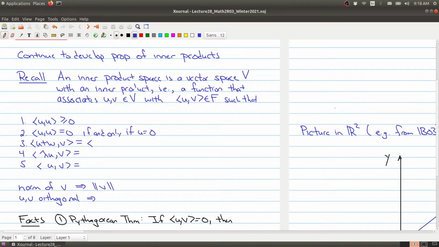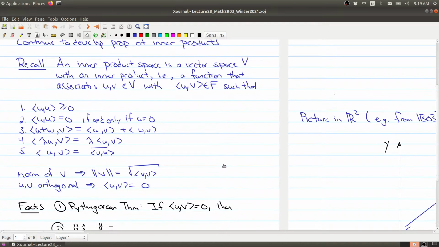We have an additive property in the first spot, so this is equal to <u,w> plus <v,w>. We are able to pull out scalars out of the first spot, and we have the property that when you take the reverse direction, so you look at the inner product of v and u, you actually get the complex conjugate. We also introduced what the norm of a vector is. That's defined to be the square root of the inner product of v with itself. And we define what it means for two vectors to be orthogonal. That means that the inner product of those two vectors is 0.